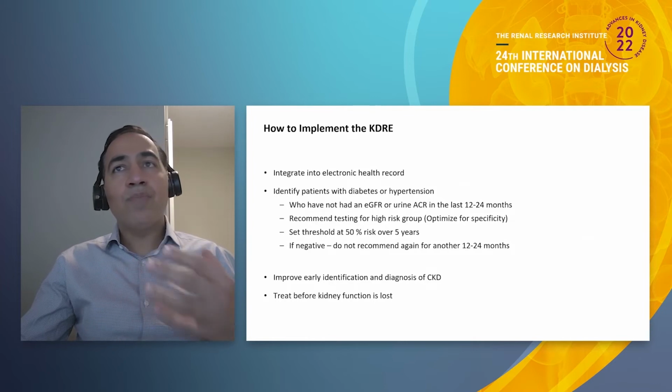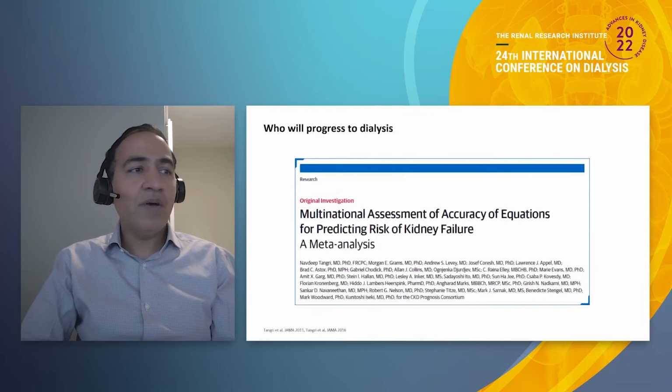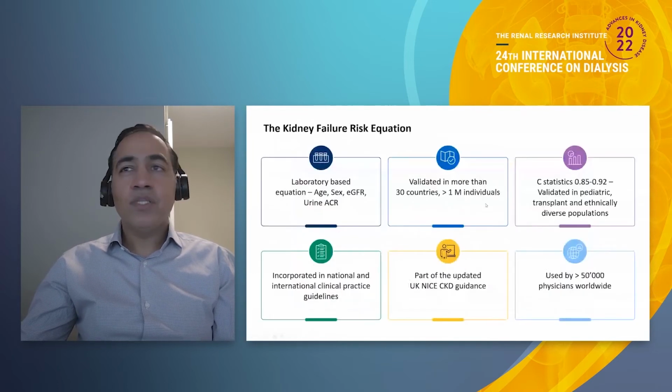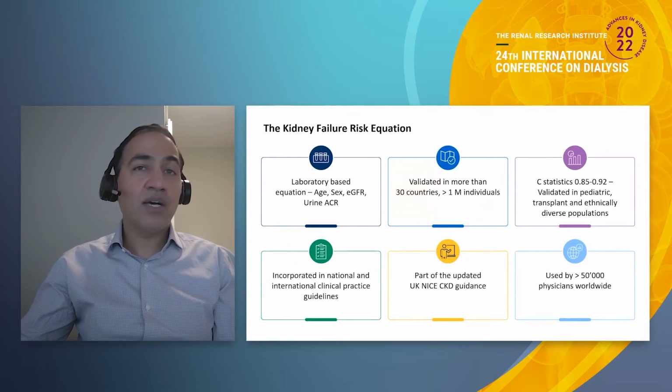Now let's go to the biggest and widest implementation example, the kidney failure risk equation. So we developed the kidney failure risk equation originally in 2011, published in JAMA in 2011, and subsequently validated it in more than 30 countries in the JAMA publication in 2016. Quickly recall, this equation is completely lab-based. Age, sex, GFR, ACR, validated in more than 30 countries, more than 1 million individuals, C statistics 85 to 92%, in national and international clinical practice guidelines, part of the CKD guidance, and used by more than 50,000, I would say more than 80,000 physicians worldwide.